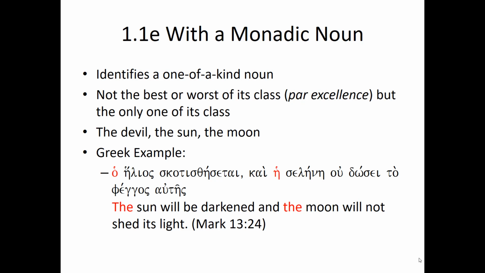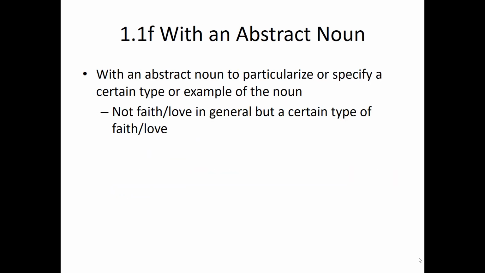Monadic nouns could be definite without the article, but we do find in the New Testament that sometimes monadic nouns have the article. Similarly, sometimes abstract nouns have the article. They don't always, but sometimes they do. What the article may be doing with abstract nouns is particularizing or specifying a certain example of that abstract noun. So maybe we're not talking about faith in general when we're using the article with the word faith, but we're pointing to a specific example of faith, a specific kind of faith. Maybe not love in general, but a specific type of love.